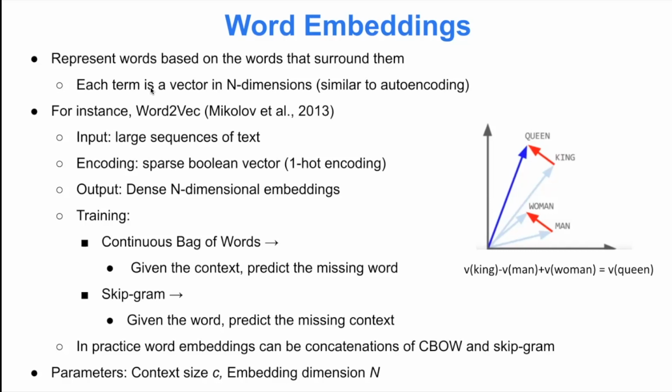And in practice, word embeddings can also be some concatenation of the CBOW and skipgram representations. The two main important parameters that you can set are the context size C, so how many words are we considering around the word that we're embedding, and the embedding dimension n, so how large is this vector that's representing these words? And like you saw last week, we can perform some semantic arithmetic here, where the vector of king minus the vector of man plus the vector of woman would be closely equal to the vector of queen.